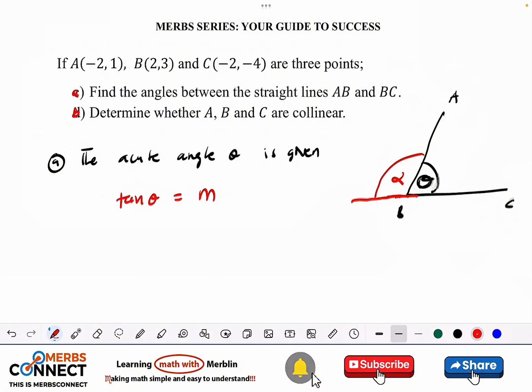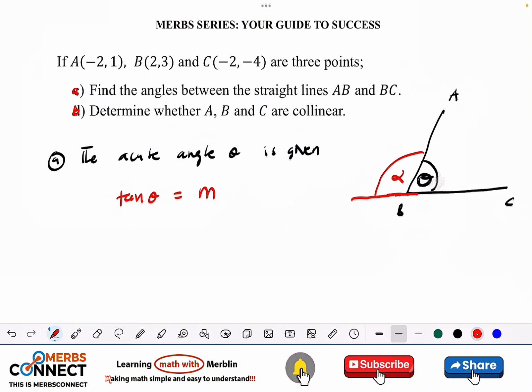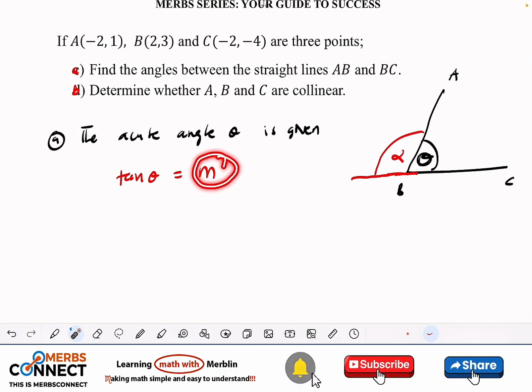So I gave you this formula in the first video when we were looking at the formulas, right? Since this one is slope, and the question is talking about AB and BC, we can find the slope and then take it from there.